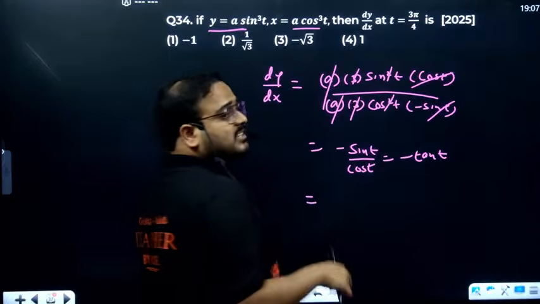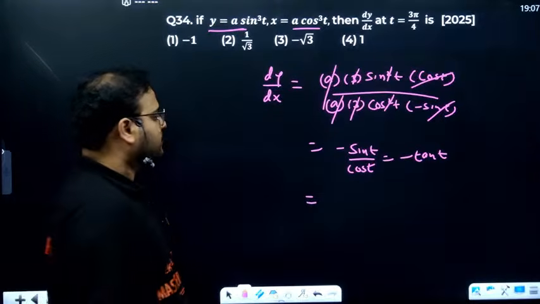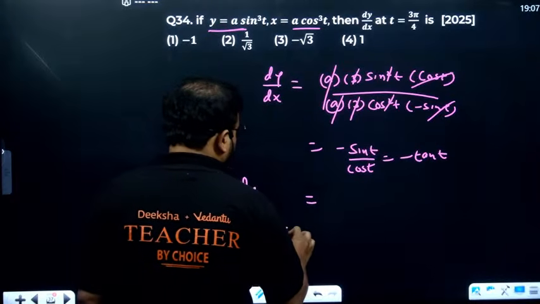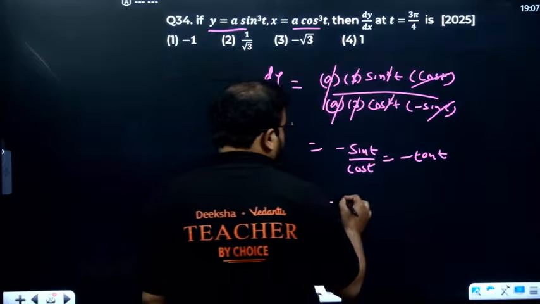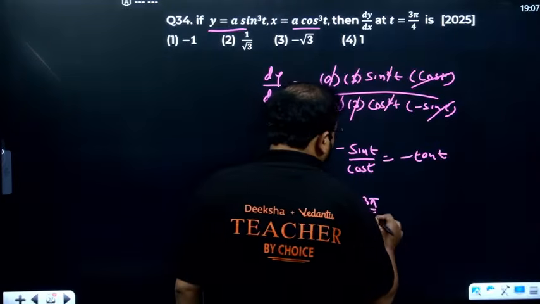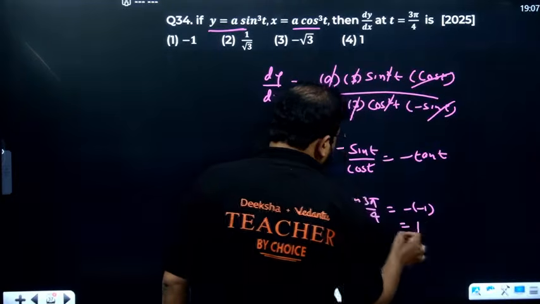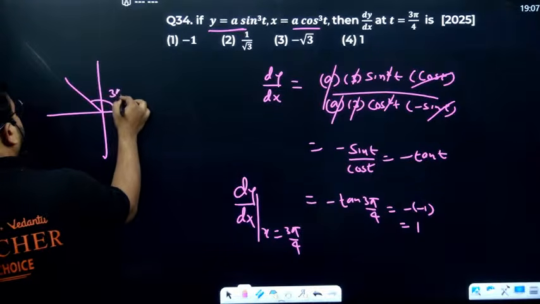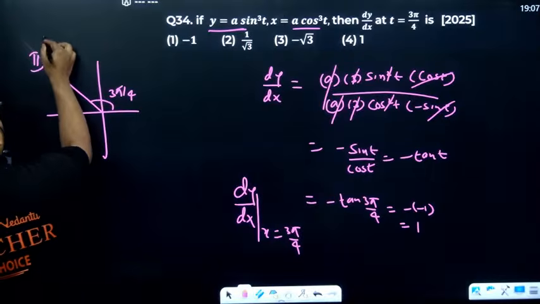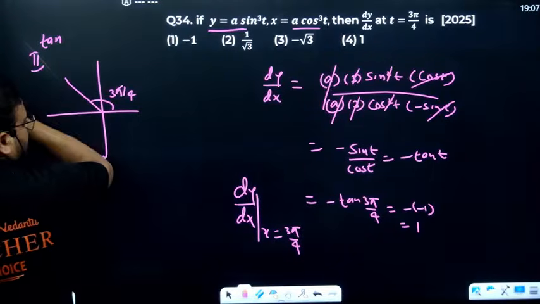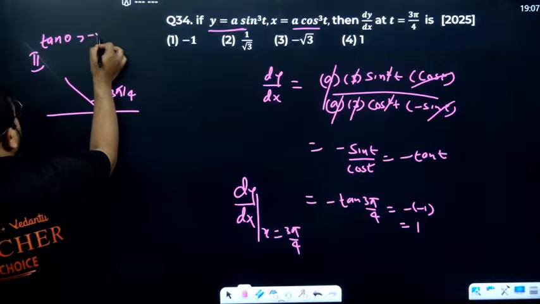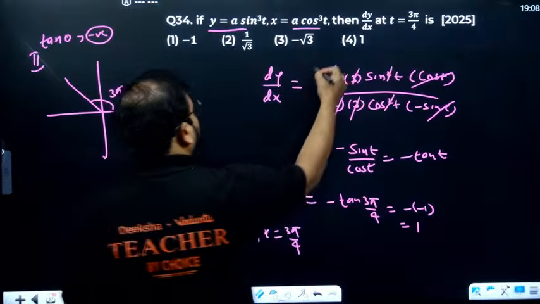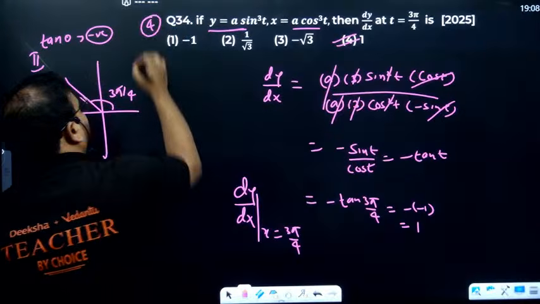So in that question, they asked us 1 plus derivative square. In this case, they're asking dy by dx when t is equal to 3 pi by 4. Right here, minus tan 3 pi by 4. That is minus of minus 1. Answer becomes 1. Check. 3 pi by 4 is this angle, second quadrant. Tan theta is negative. So you'll have minus of minus 1. Answer becomes 1. That is my option number 4.